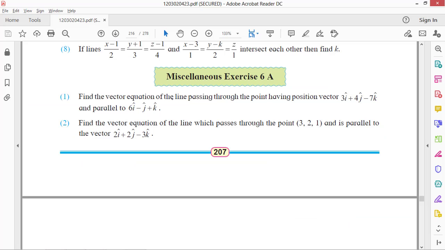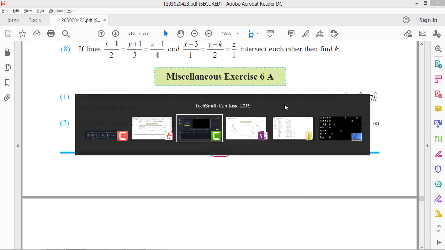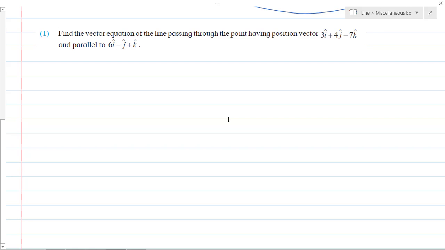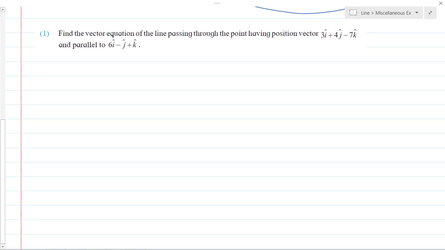The first question, let me copy and paste it here. From this video onwards we'll be copying and pasting the questions. Find the vector equation of a line. Understanding the question is very important. Find the vector equation of a line passing through the point, which means this should be a point, whose position vector is given like this. So this is my point a, and parallel to this vector means the parallel vector, which I already told you is b bar.